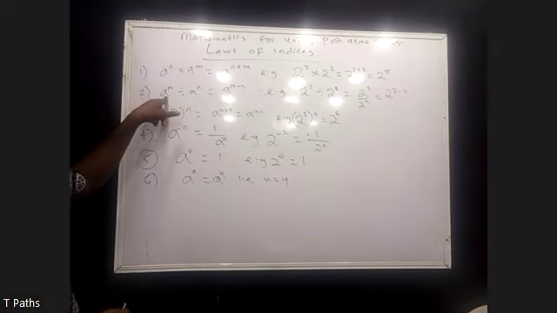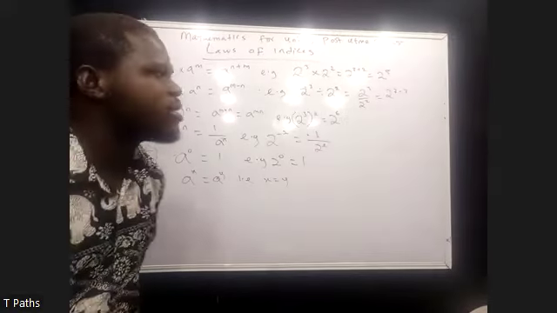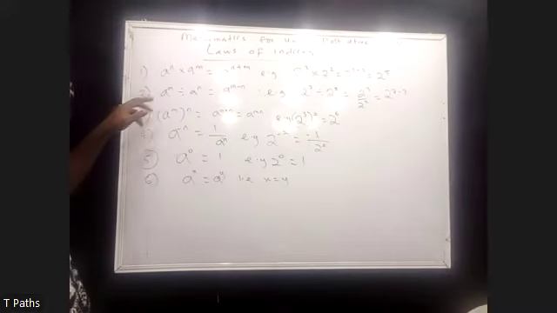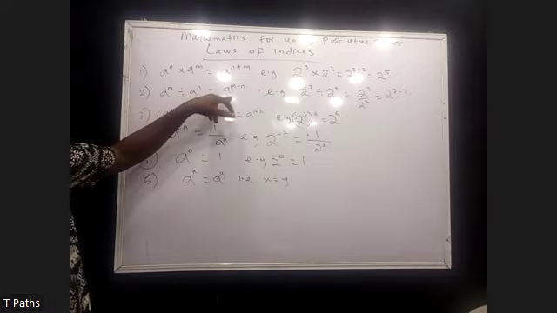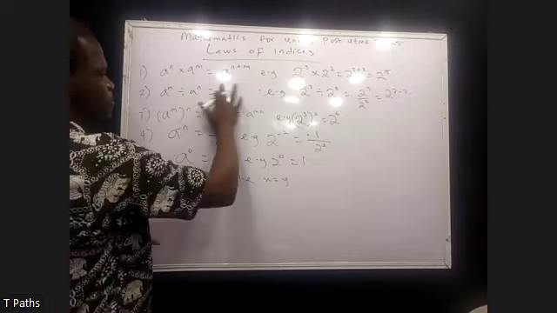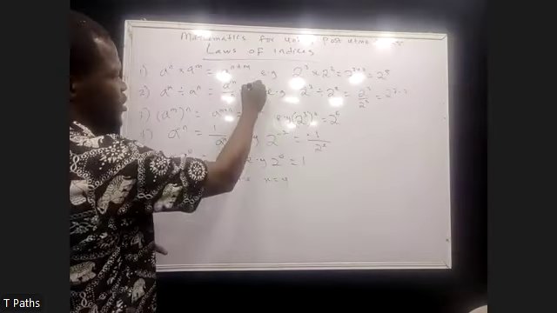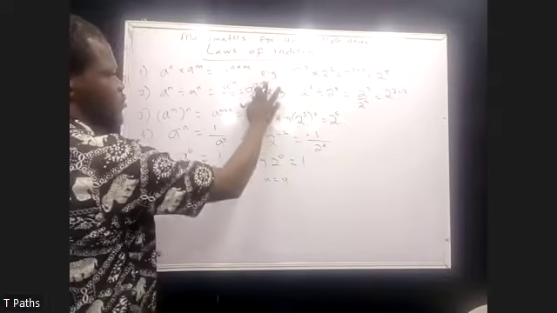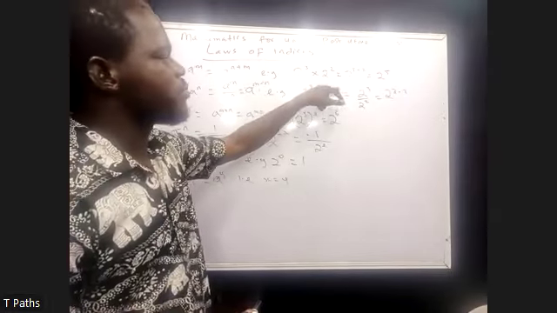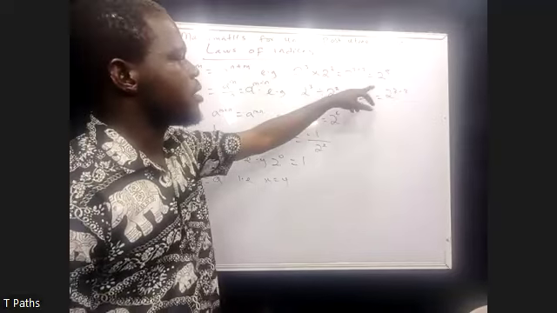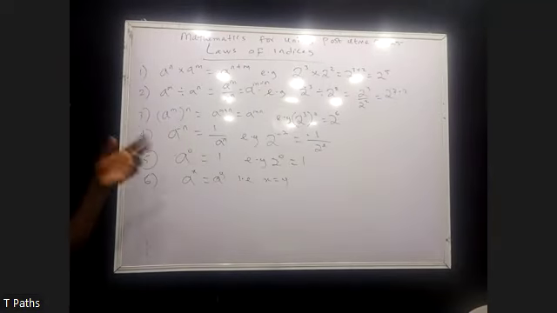The second law says that you subtract powers, you don't divide powers. A raised to power m over A raised to power n is equal to A raised to power m minus n. And you have the example here: 2 raised to power 3 divided by 2 raised to power 2.